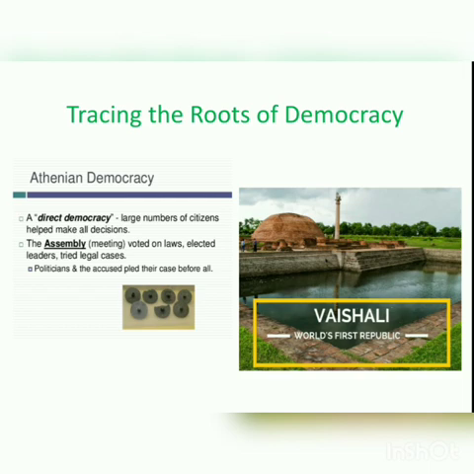Now, tracing the roots of democracy. Democracy as we know today is significantly different from its original form. It has evolved through the ages and underwent many changes and transformations. Around 6th century BCE, India witnessed an early form of democracy in the form of small states called the Mahajanapadas. About the Mahajanapadas, you will be studying in the later chapters.